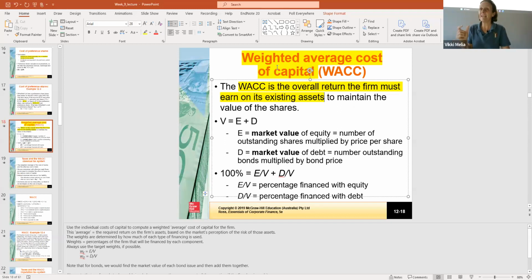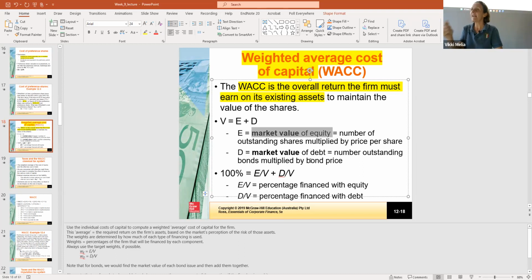We weight the costs using the market values. The market value of equity and the market value of debt is how we assign a weight to the cost, like we did with a portfolio. We calculated the weight of each asset in the portfolio and we multiplied that by the return from the asset. We do that here. We calculate the weight of equity in the company's total financing. We multiply that weight by the cost of equity.